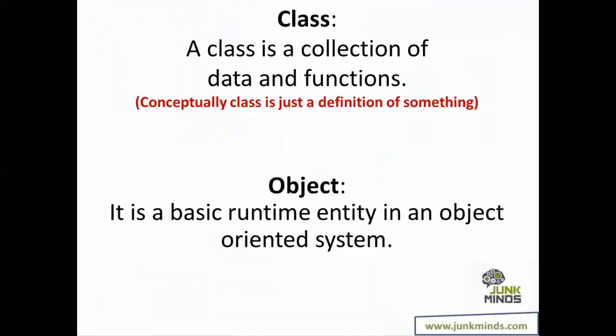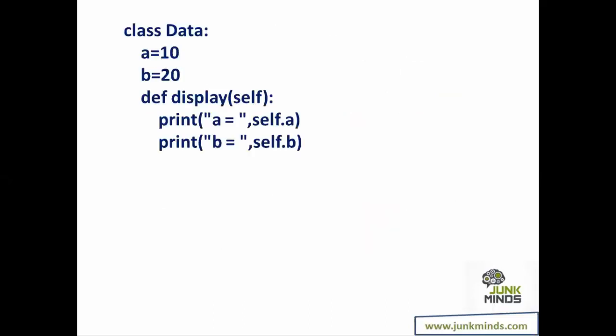right? Now these are the definitions that I was talking about. A class is a collection of data and functions. और object क्या है? It is a basic runtime entity in an object-oriented system. Okay, let us just try and understand how to create a class and how to create an object.